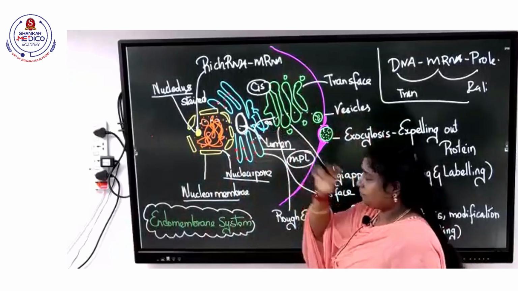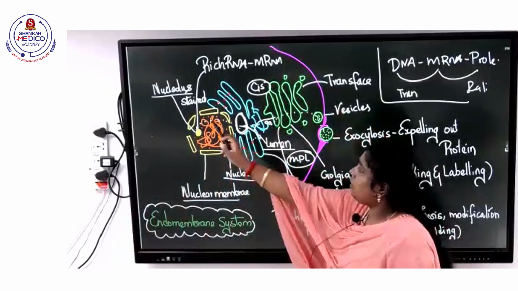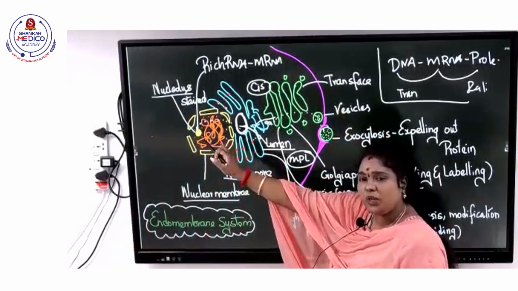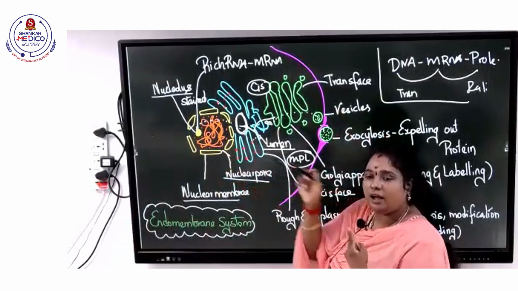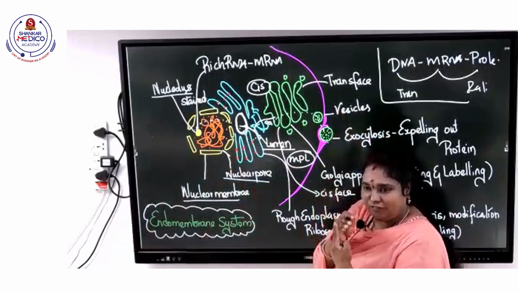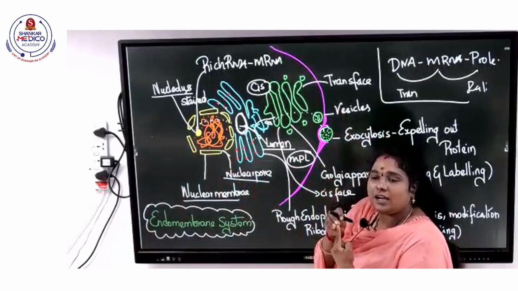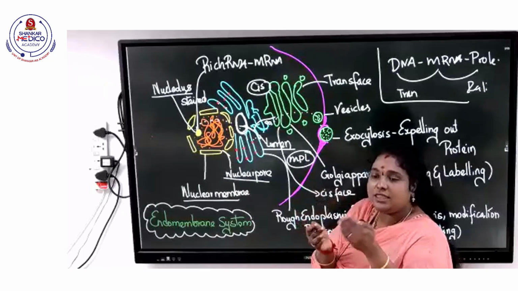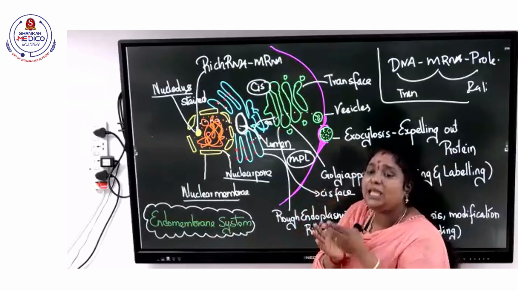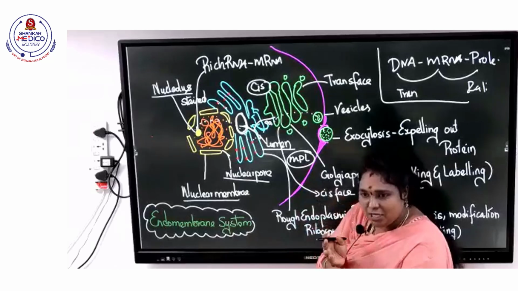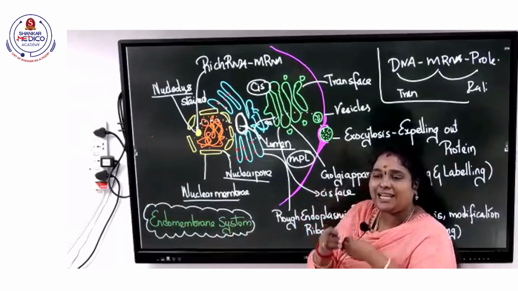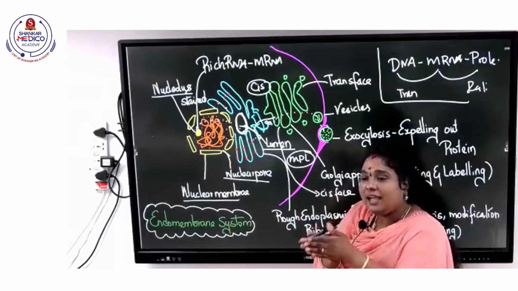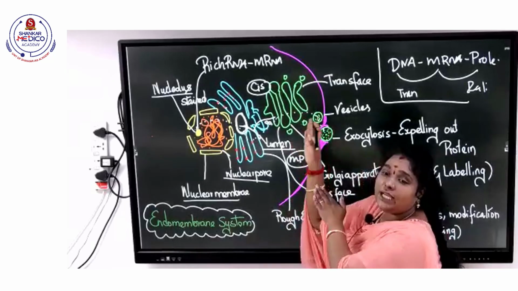Now what happens? Once again, I'm coming from the first. From the nucleolus, who is moving? RNA. Move to where? RNA moves to the rough endoplasmic reticulum. This RNA will go and bind to the ribosome and they become a protein. This protein is what form of protein? Immature protein.